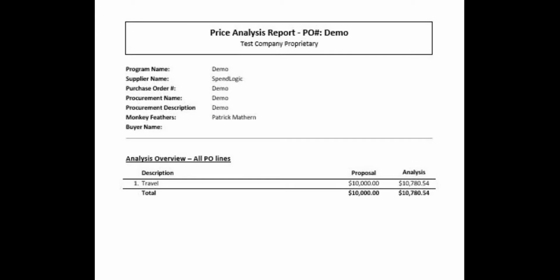All right, let's take a quick look at the report that comes out of the system. This looks very much like any other report that you would find in SpendLogic. In this case, we only have one line item. If you had services and/or some items, you could also see those in this analysis overview. But here we see our $10,000 and then our analysis of $10,780. And as we scroll down, we see a very high level result of the price analysis. And as usual with all of our reports, the further down you scroll, the more information you get.